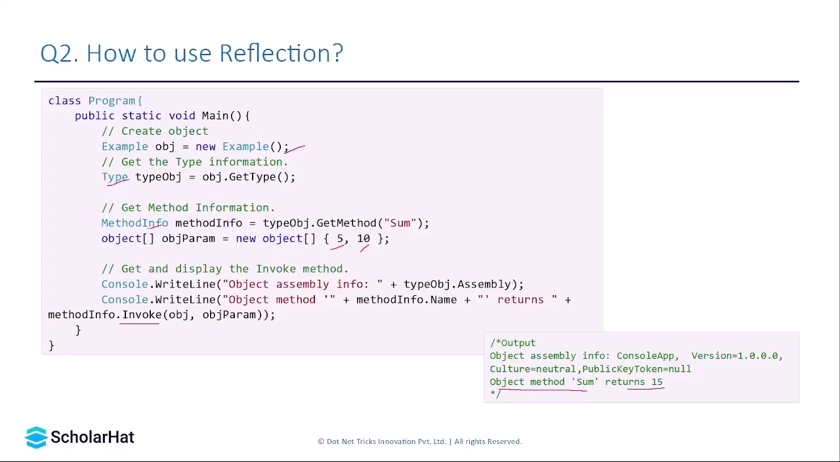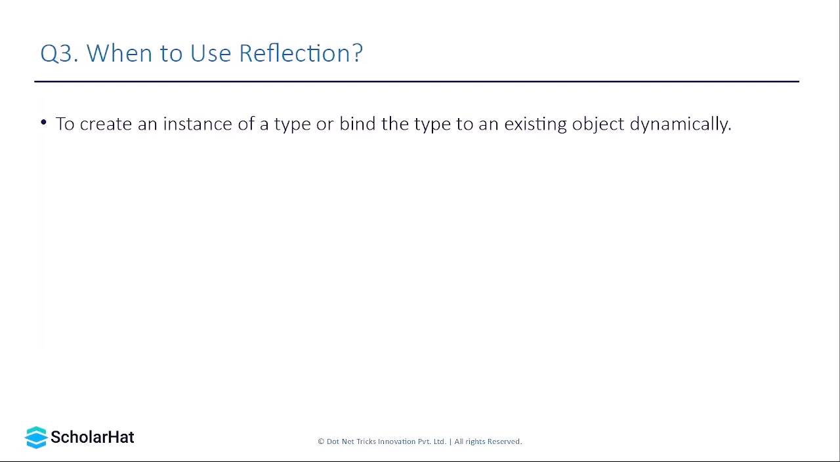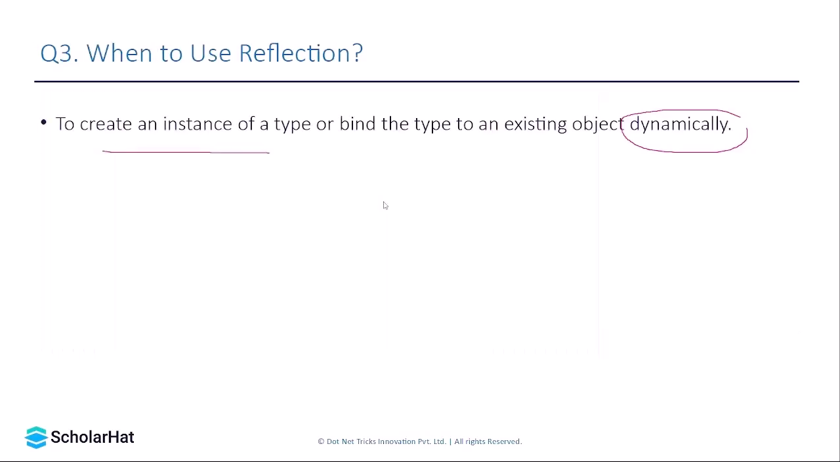Now let's move to the next topic: when to use reflection, or when reflection can be useful. Reflection is used to create an instance of a type or bind a type to an existing object dynamically. A question might arise: since we have the Example class, we can just call the method directly. You might have this question in your mind: we have an Example class and we can call this object directly, so what's the point of having the reflection concept altogether? The answer is, with the help of reflection, this can be done dynamically.